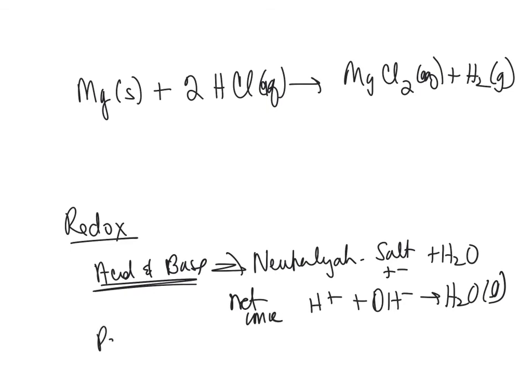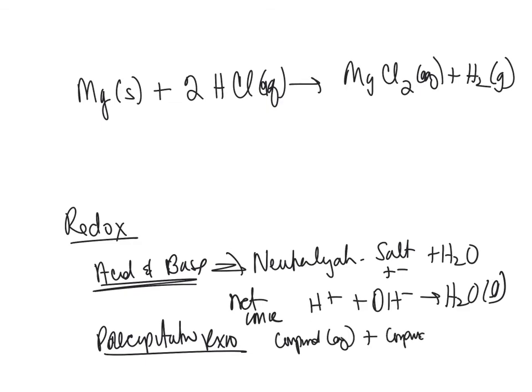Okay, what about precipitation reactions? Okay, so precipitation reaction, you have a compound that's aqueous plus another compound that's aqueous. And so you break them into your ions, and then you do your do-si-do. And then you predict your products as whether they're aqueous or solid.